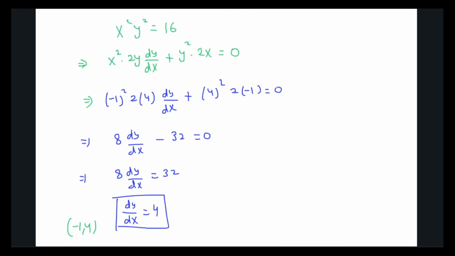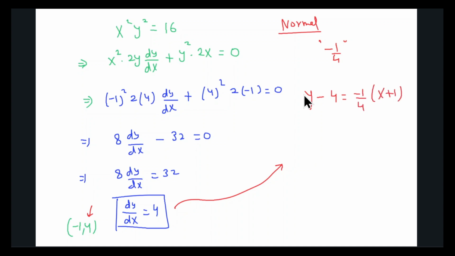They need a normal as well. Normal is nothing but the negative reciprocal. Normal slope is nothing but the negative reciprocal of this guy's slope. So its slope will be negative 1 over 4 for the normal. So the equation is going to be y minus, what was the point again? Negative 1 comma 4. y minus 4 equal to negative 1 over 4 times x minus minus 1, or x plus 1. So that is going to be the equation of the normal.